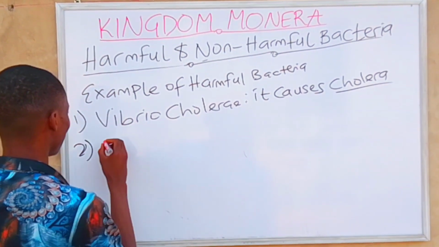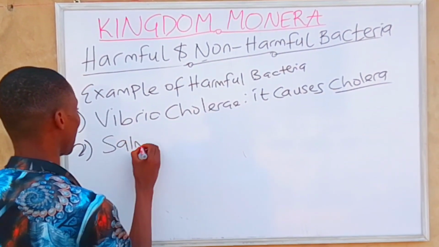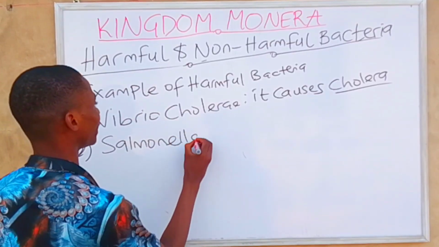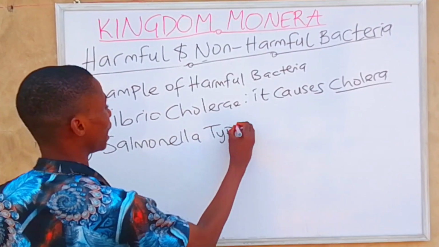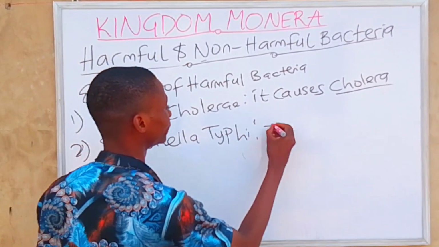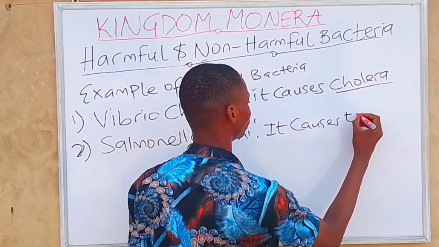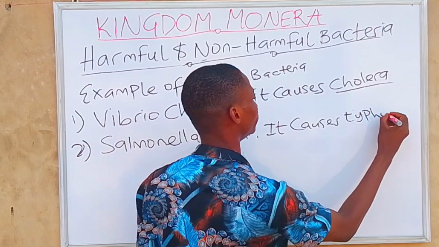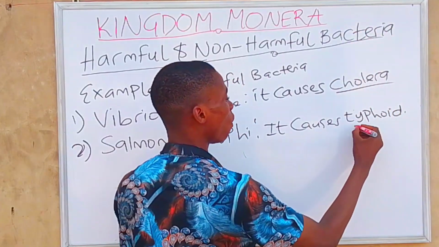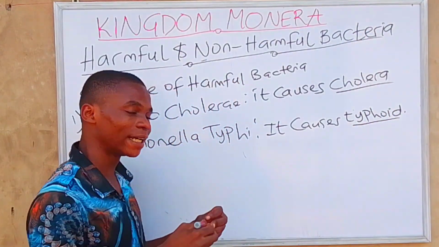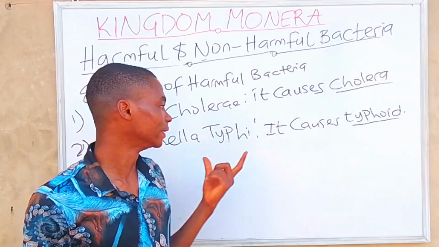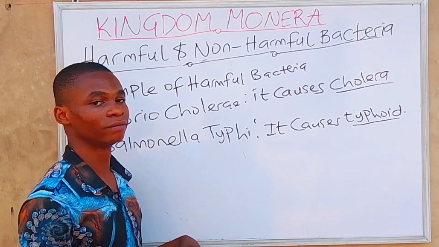We have Salmonella typhi. It's also a harmful bacteria. It causes typhoid. So the causative agent of typhoid is Salmonella typhi.